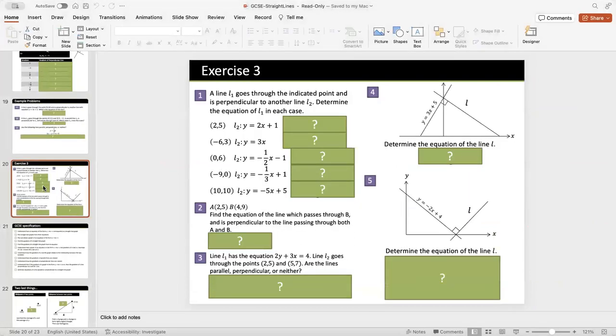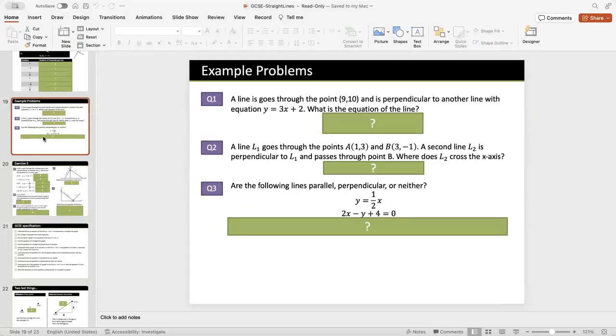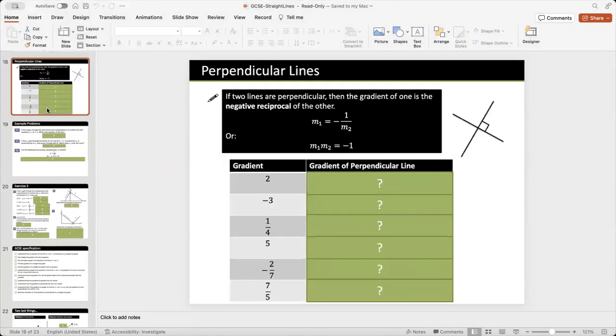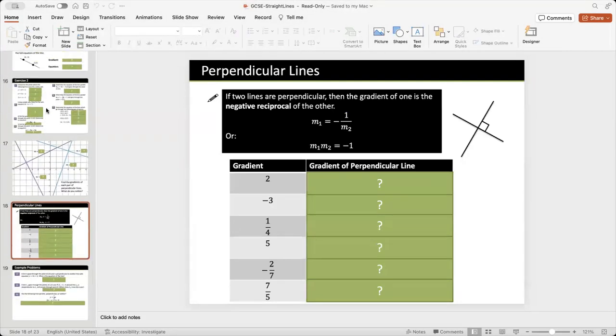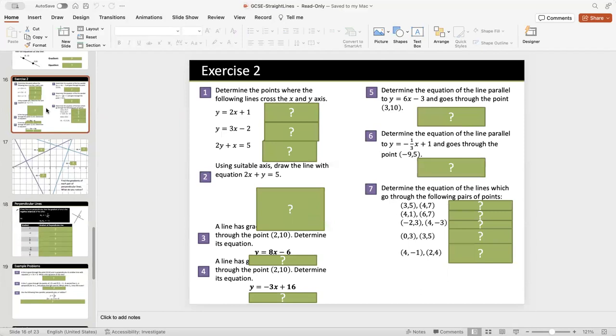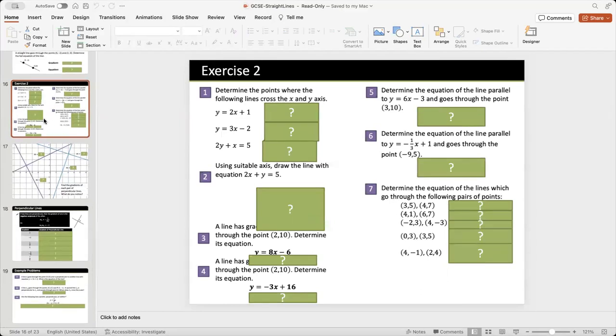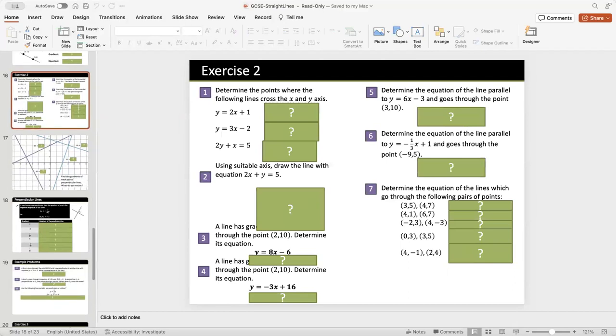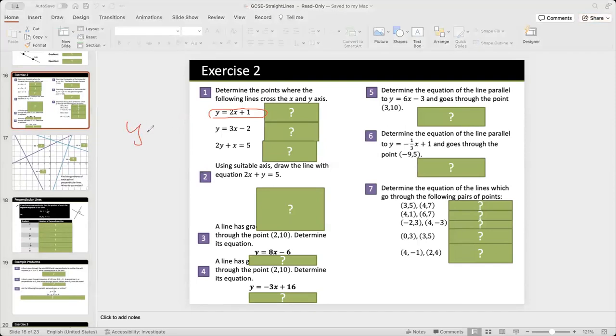So another one that you need to know a few things about is perpendicular lines. We need to know that when equations are parallel to each other, it means that they have the same gradient. For example, if you are asked to write an equation that is parallel to y equals 2x plus 1, you can put y equals 2x plus a number, let's say plus 5. They are parallel.